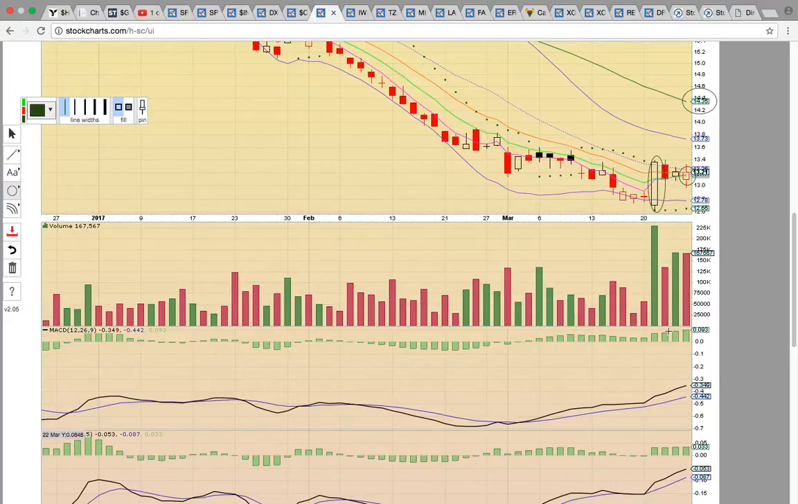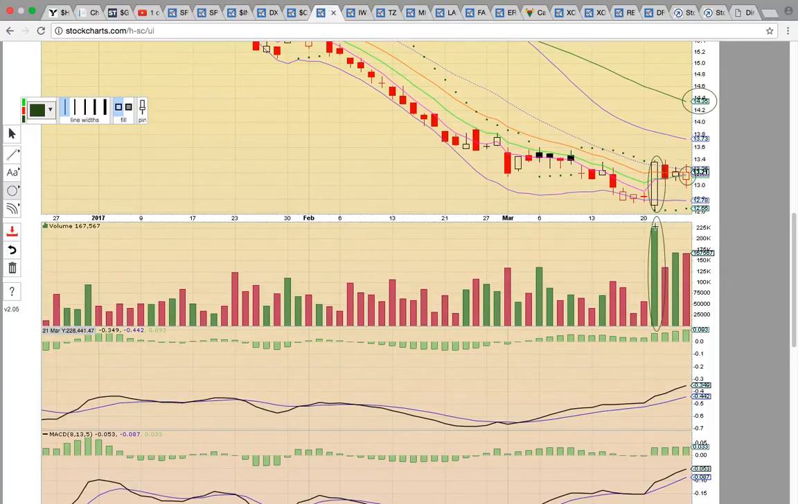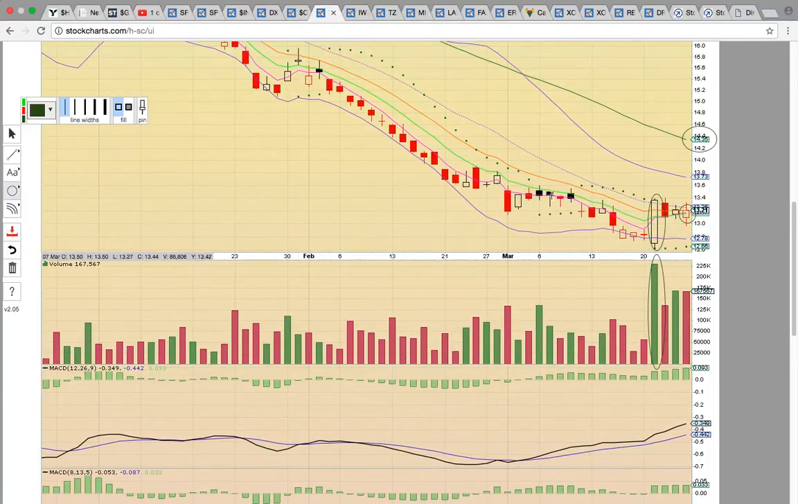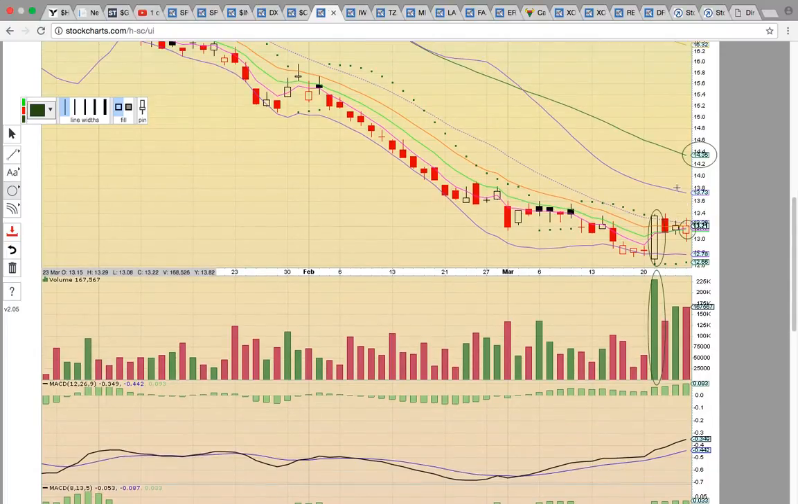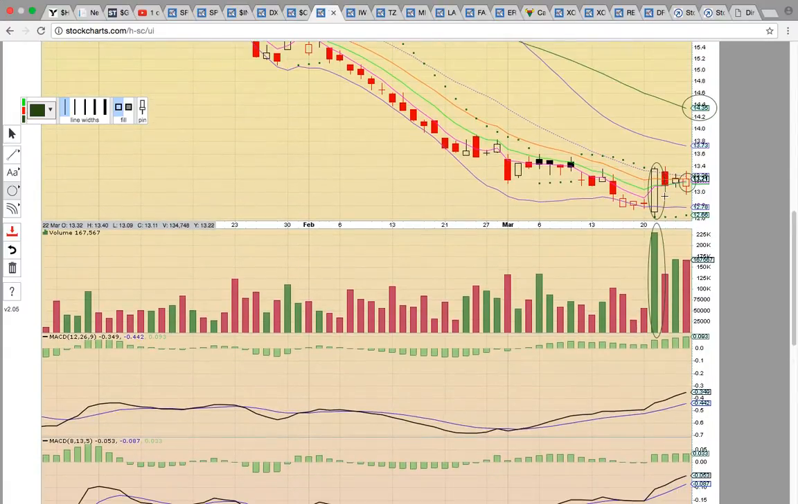Notice there was a huge load on the 21st. So traders are starting to feel like the technology stocks could be under pressure. If the middle Bollinger Band remains resistance and it fails to close above that level, that'll signal downside risk for TECS, and it would be bullish for NASDAQ.